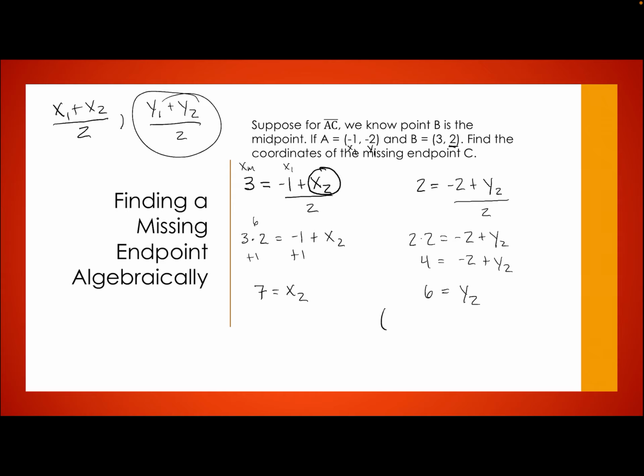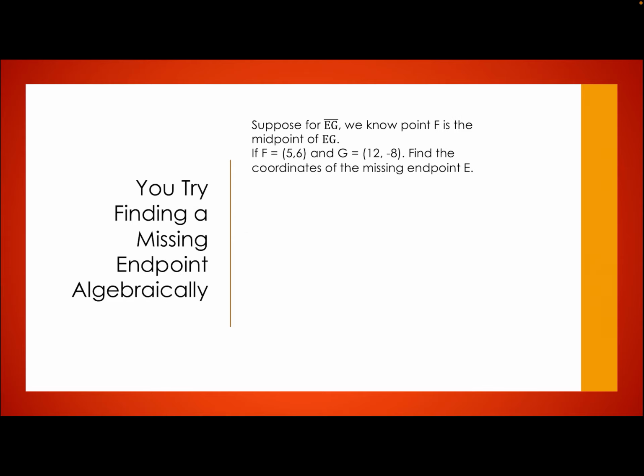So our, did I put that in right? Yeah, so the other endpoint was 7, 6. So that should be, yeah, 7, 6. All right. So if you want to verify this, again, you can use A and C and see if you get point B as your midpoint. All right, so now you try this algebraically.